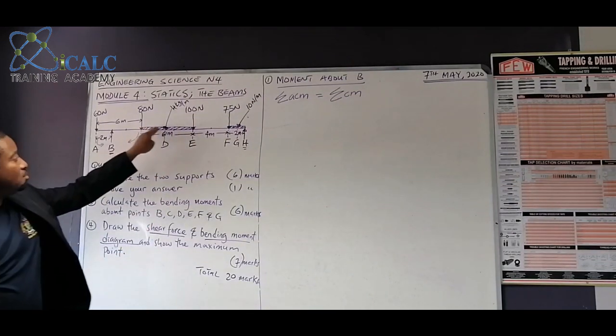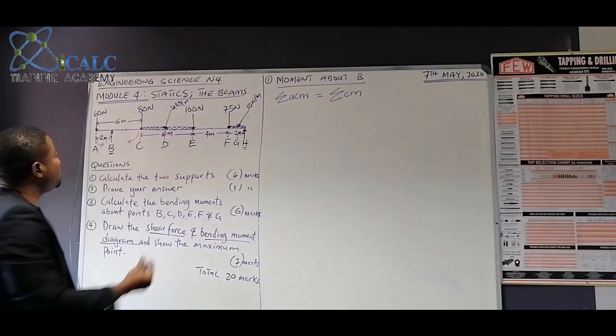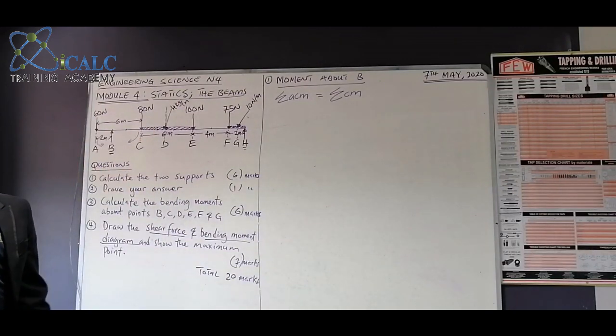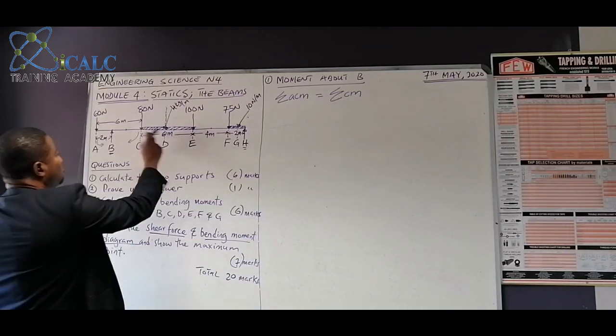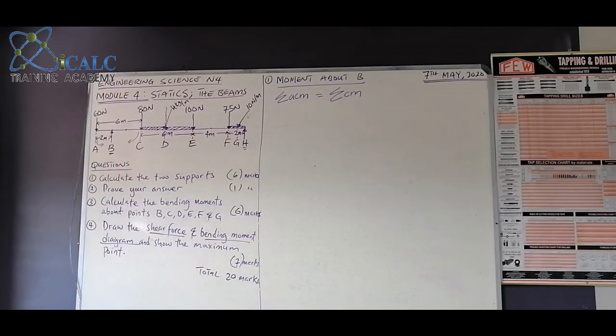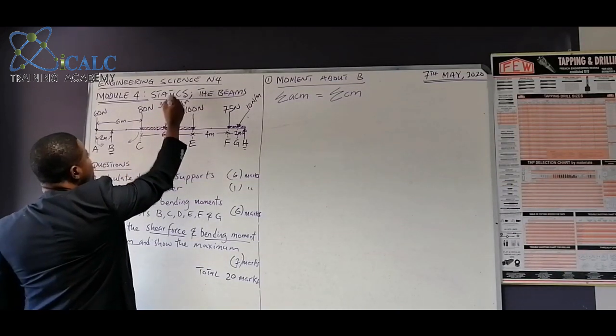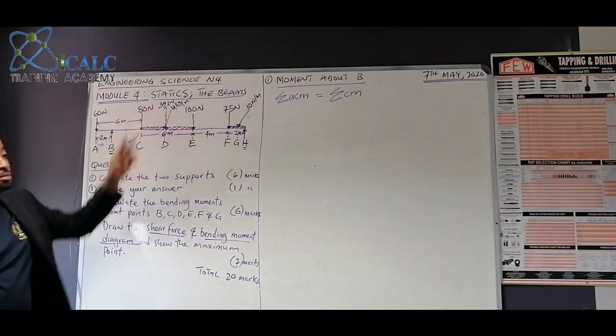Before we go ahead, we have a UDL of 4 kilograms. The first thing I will advise you to do here is turn this into a point load. We say 4 multiplied by 9.8, that will give us 39.2, over 6 meters. So this will be 39.2 Newton. We have to convert the mass to weight.